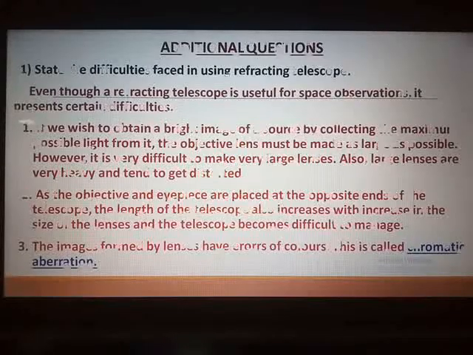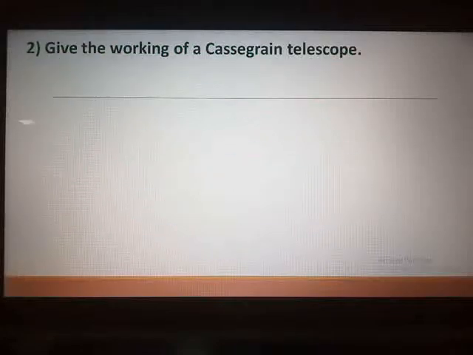Our next additional question is, give the working of a Cassegrain telescope. Now if you see question number 5E, textual question, they have given the working of Newtonian telescope, but the working of Cassegrain telescope is not included in the textual exercise. So that we will write differently as a question. Give the working of a Cassegrain telescope.